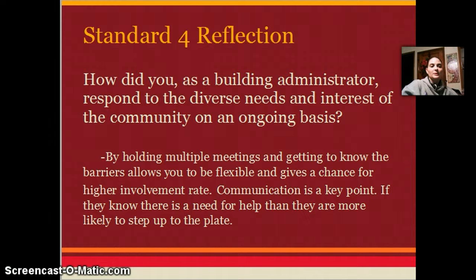How did you, as a building administrator, respond to the diverse needs and interests of the community on an ongoing basis? By holding multiple meetings and getting to know the barriers allows you to be flexible and gives you a chance for higher involvement rate. Communication, like I said, is the key point. If they know there is a need for help, then they are more likely to step up to the plate. Communication, just one letter sent home a week in advance, who knows if that letter really got there? So we really need to communicate in more ways to make sure parents are more aware of the desire and want of involvement and the need for it.